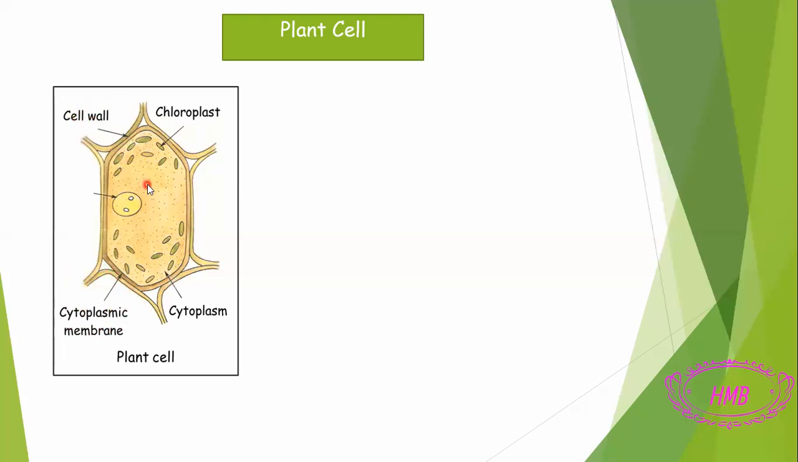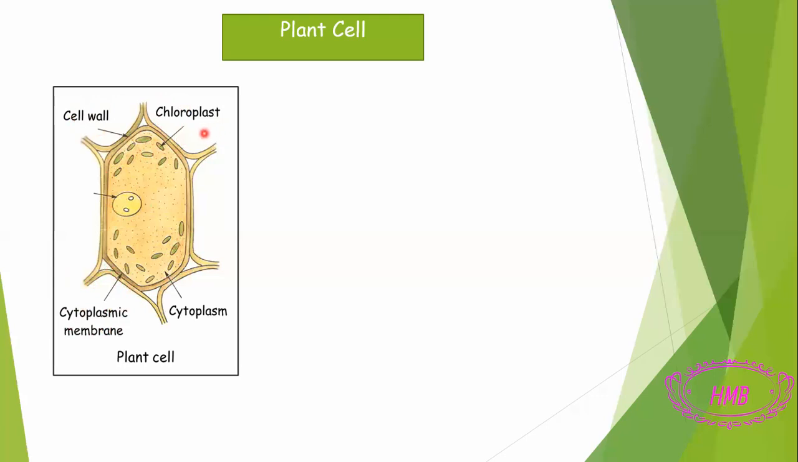Finally, we also have another interesting thing, but this time it's inside the plant cell, in the cytoplasm. As you can see here, we have green parts. These green parts are called chloroplast.